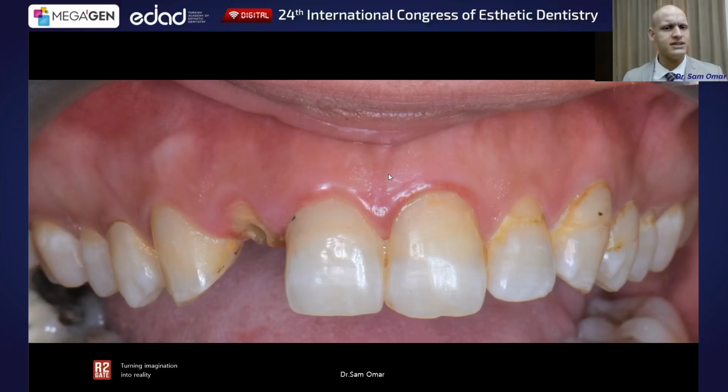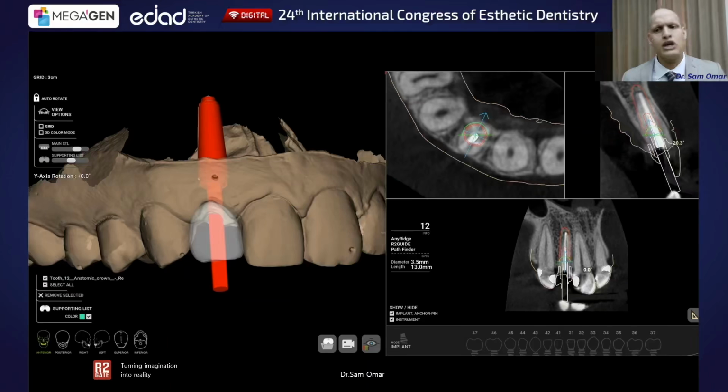This is a case where the patient came missing or had a broken lateral incisor, and she wanted to restore that lateral incisor as soon as possible. So what we designed for her is immediate loading, and we wanted to do a socket shield procedure, if possible guided. And that's what we wanted to do in this case.